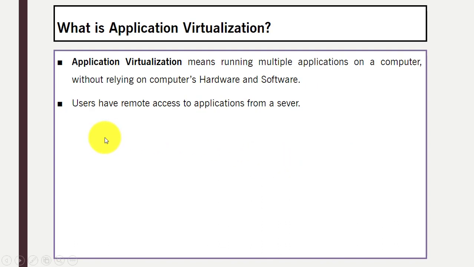Application virtualization means we can run multiple applications on a computer without relying on the computer's hardware and software. Now you can access different virtual applications from the cloud. There is no need for any kind of software or hardware in order to use a particular application. You can access them virtually from the cloud. Users have remote access to the application from a server.